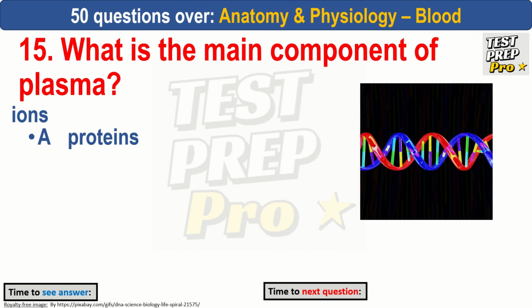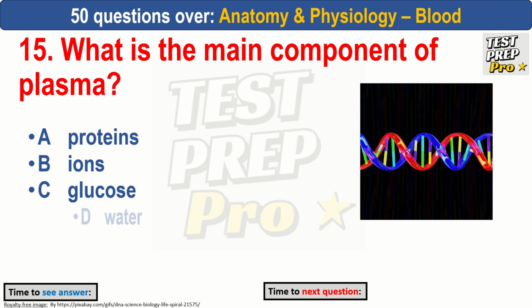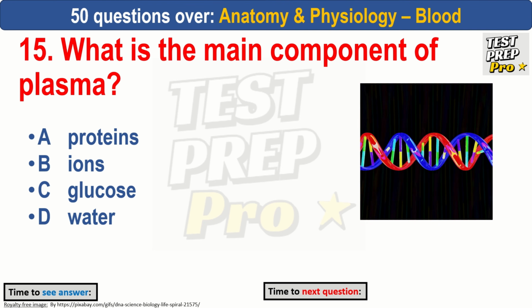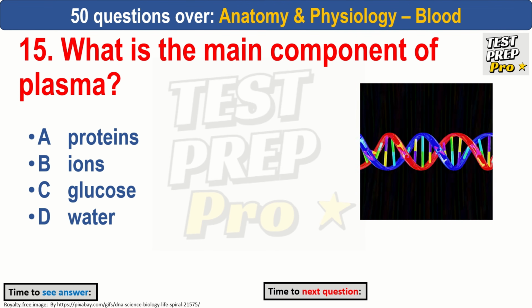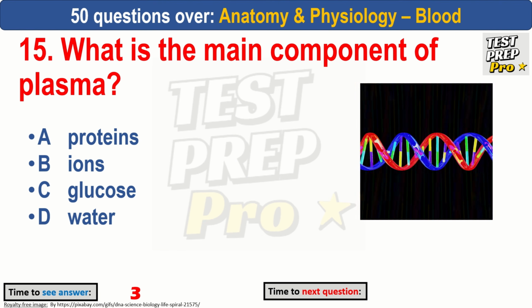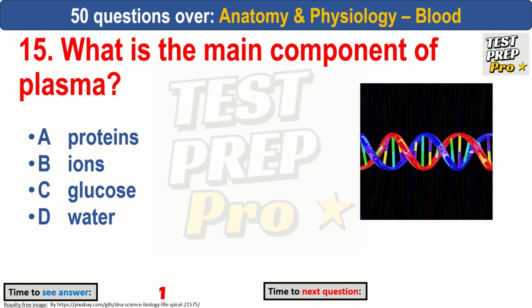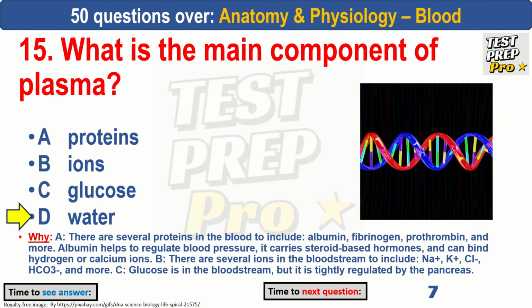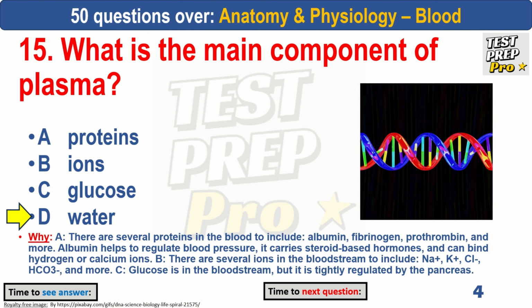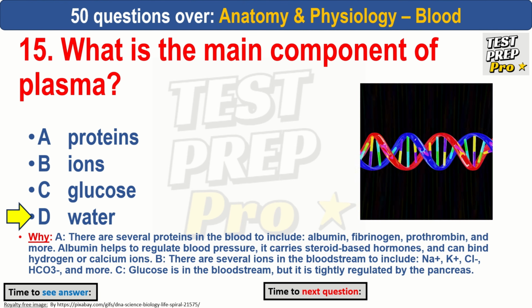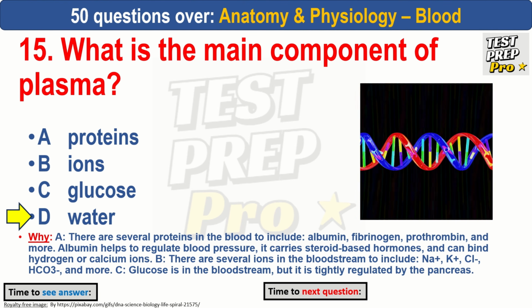What is the main component of plasma? Is it A, proteins, B, ions, C, glucose, or D, water? So what do you find in your plasma? It's going to be water. Plasma is, again, composed of water, nutrients, waste products, hormones, all sorts of stuff like that. And again, it's the top layer when you centrifuge blood in a test tube.